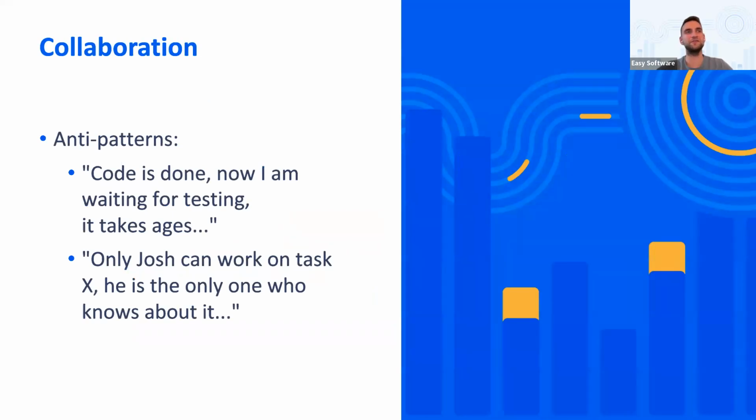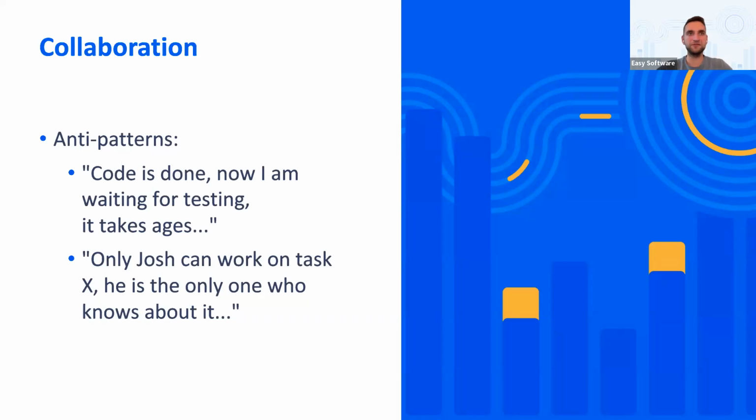So once there was a developer who told me something along the lines of, code is done, now I'm waiting for the testing, but it takes ages. Another developer once told me, only Josh can work on task X. He is the only one who knows about it. As you can imagine, this all led to lower performance, lower velocity, and overall disappointment on all fronts.